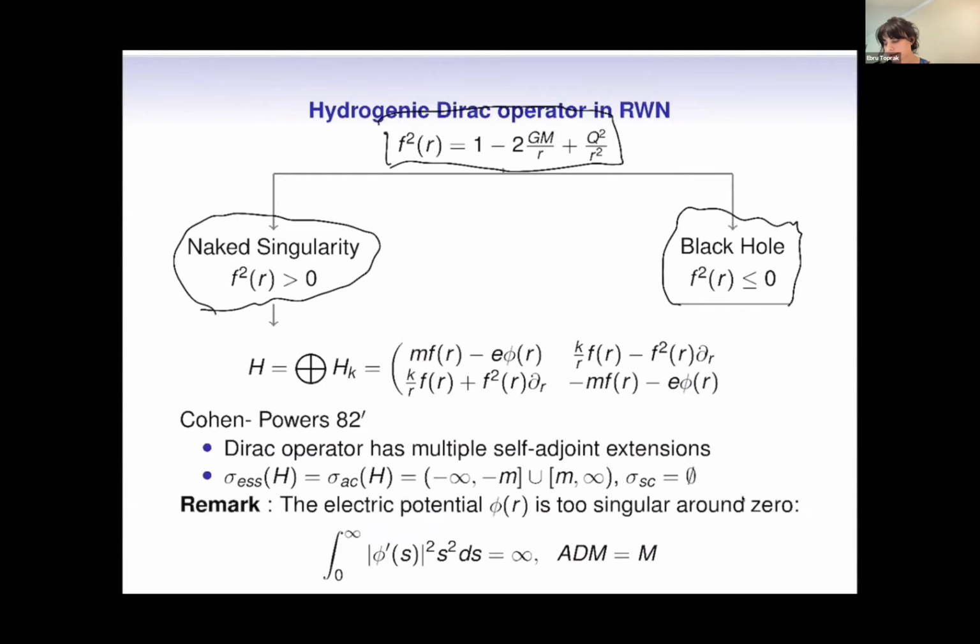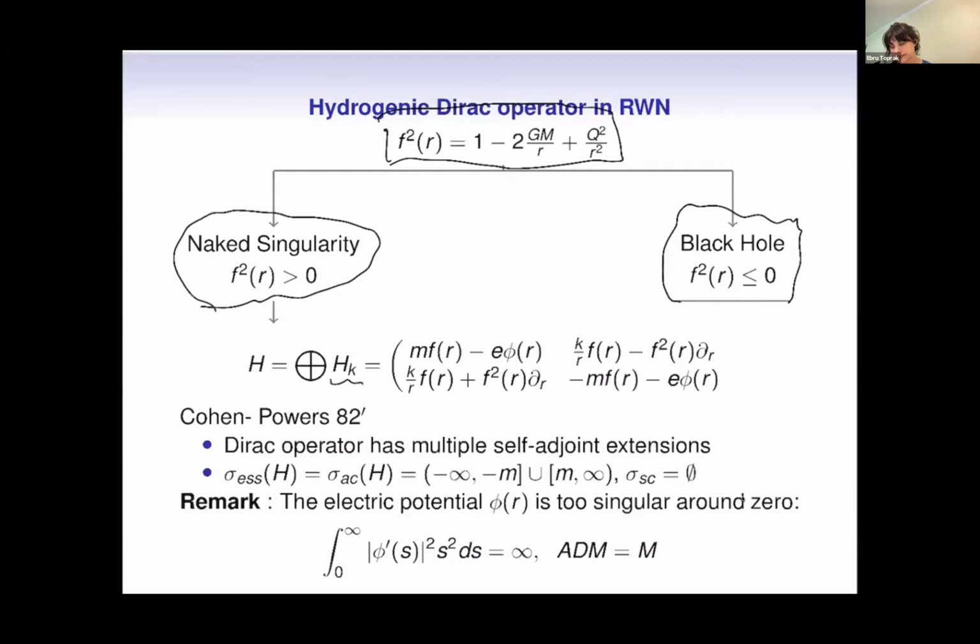So for the Dirac operator, if we have a spherically symmetric metric, then we can write the Dirac operator as a direct sum of these H_k. This is not really important for our result, but I just wanted to make sure. And this is what we have from Cohen and Powers. They say that the Dirac operator has multiple self-adjoint extensions. Well, this is not the good news. And the spectrum is just as we expect, actually. It's a good one, similar to the other case.